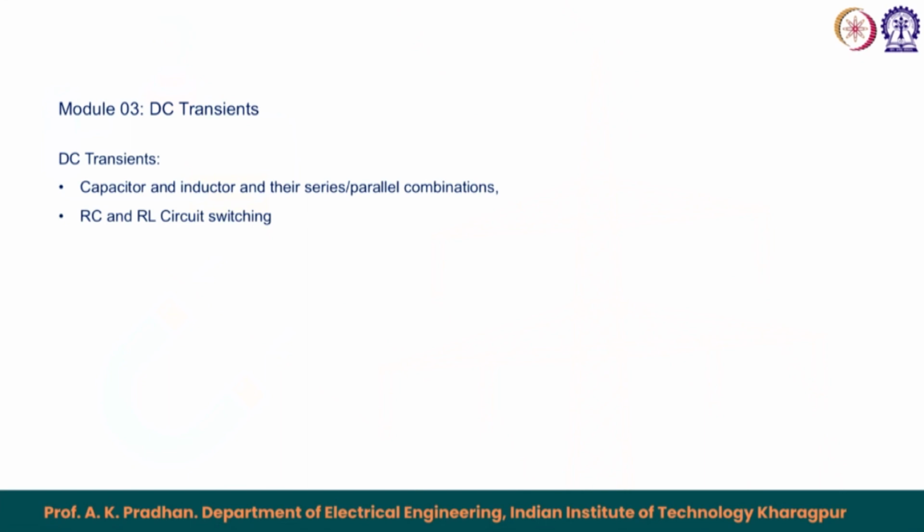So, this module is associated with resistance and inductance switching on, resistance and capacitance switching on, capacitance charging, capacitance discharging, and so on. However, before that we will learn the basic properties of capacitance and inductance, series parallel combination and like that, and then we proceed to the switching transients. In these switching transients, we will only confine to RL and RC type.